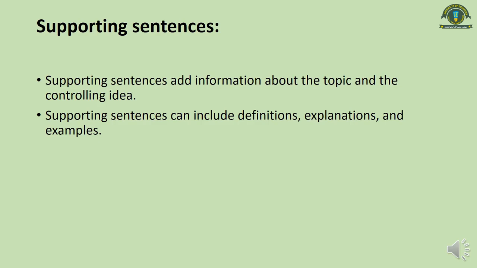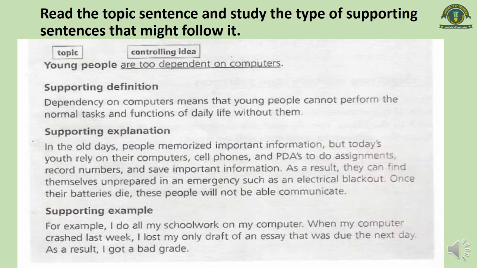Supporting sentences add information about the topic and the controlling idea. Supporting sentences can include definitions, explanations, examples. So this is an example of it. You can read it on your own, what kind of supporting definitions, explanations and examples are there. So the topic is young people, and the controlling idea is that they are too dependent on computers.